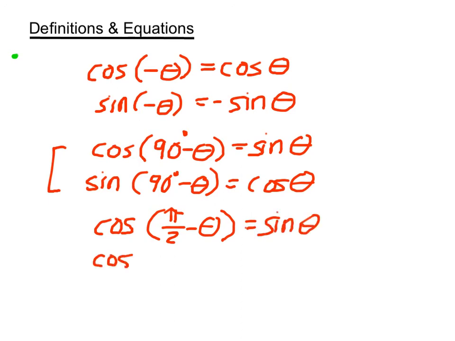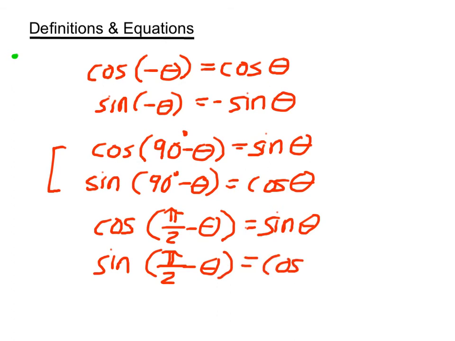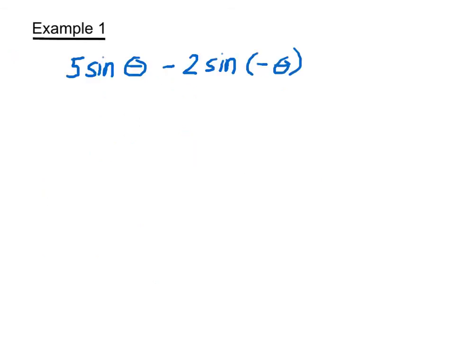And the sine of pi over 2 minus theta is equal to cosine theta. And these are really just the same two relationships, except these two are for radians and the first two are for degrees. Now let's take a look at a few examples.